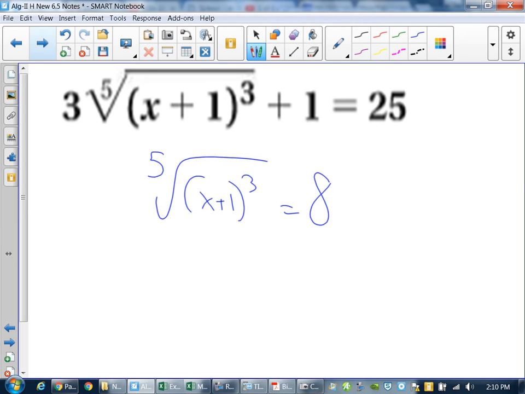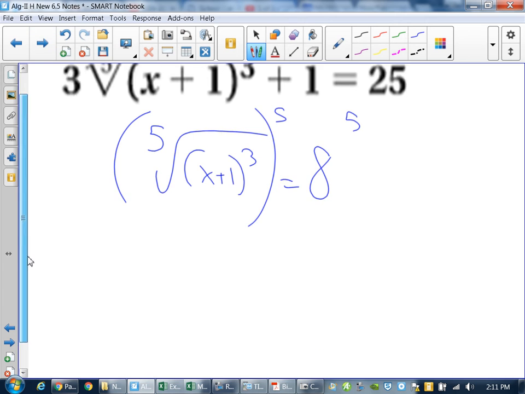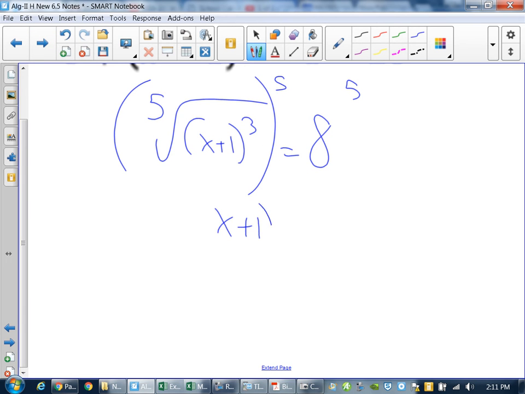And now, at this point, you're right. In order to undo the 5th root, you have to take it to the 5th power. And then to undo cubing, you'd have to take it to the 1/3 power. You can do this in 2 steps if you want. If I do this first, I'm going to get x plus 1 quantity cubed equals 8 to the 5th. I'm not going to press the button. I just know it's 8 to the 5th. I know it's like 34,000 and change.